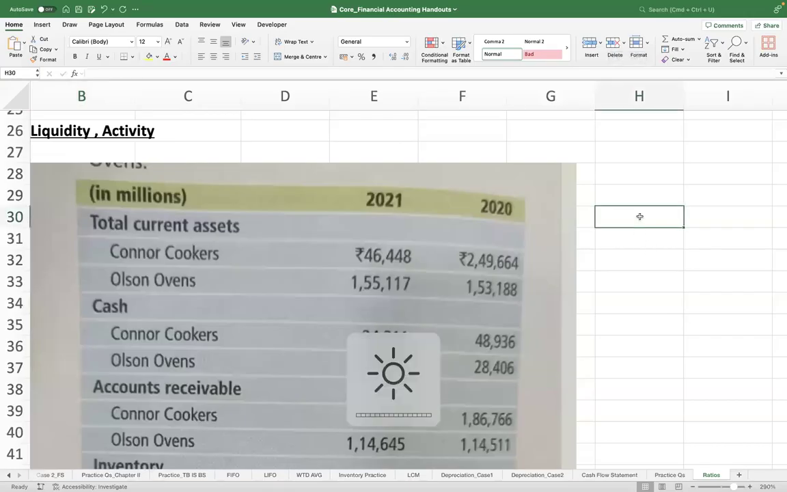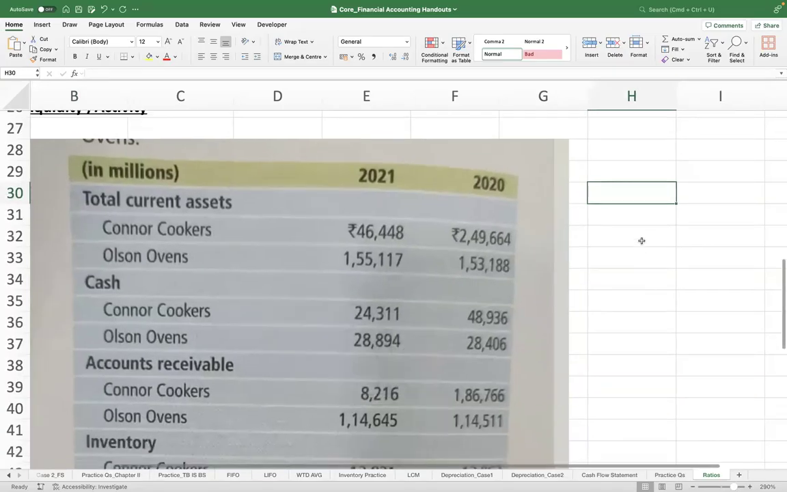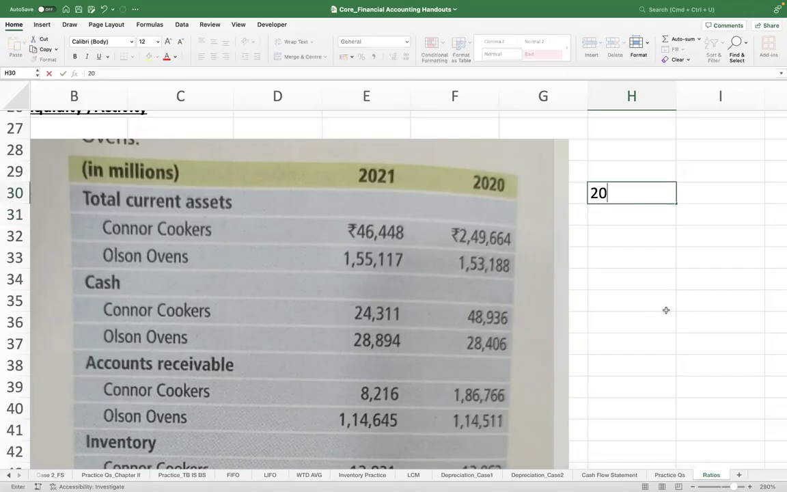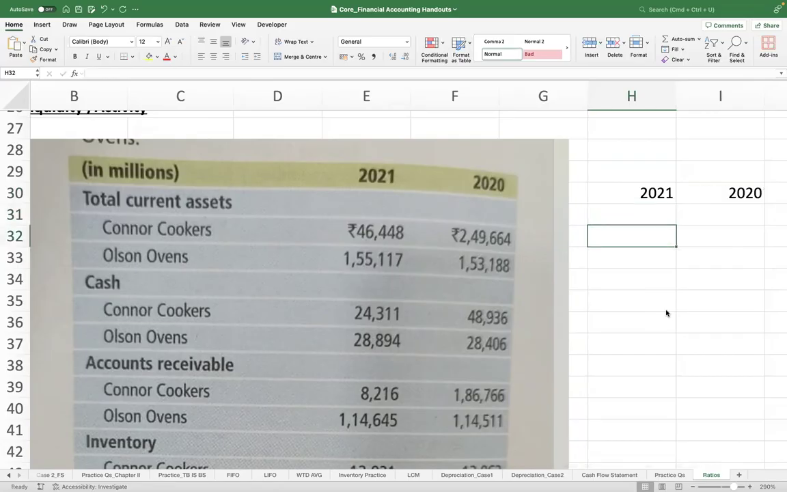So now what are we to calculate in this case? Current ratio for both companies. So what is the current ratio for 2021 and 2020 for each of these companies? So for Corner Cookers, what would it be?